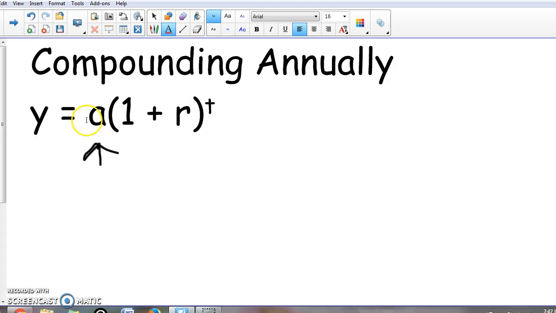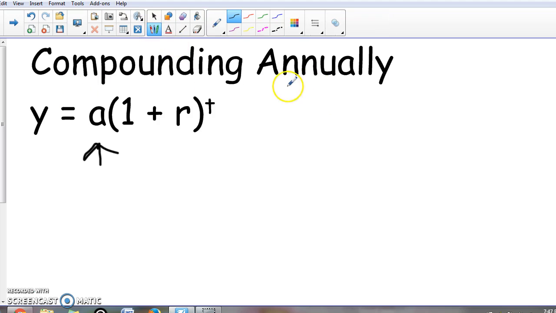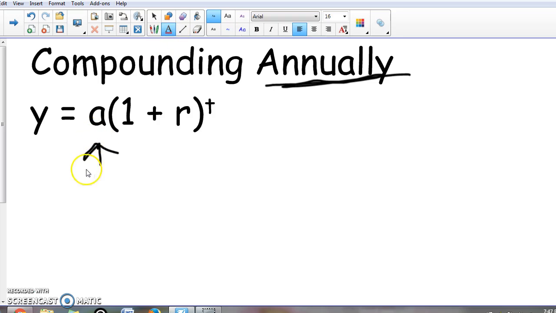So the first formula you're going to write down is compounding annually. Make sure that you write down the word annually, because there's going to be two different formulas. Annually means once per year. We've seen this formula before. The A stands for the starting amount, so you're going to write that down.